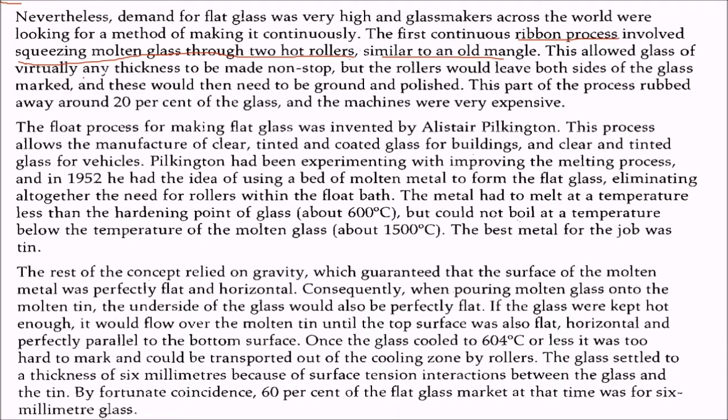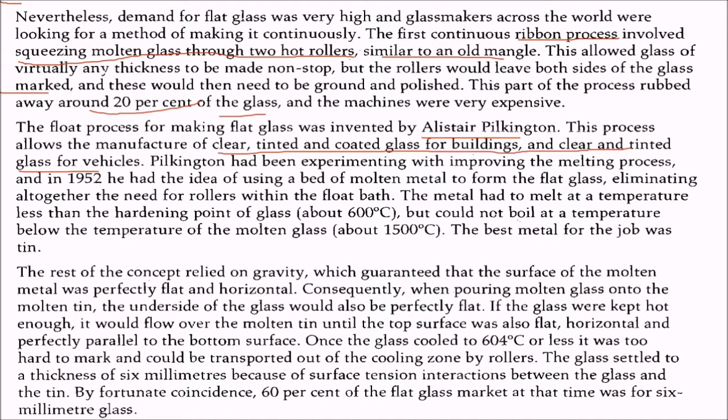This allowed glass of virtually any thickness to be made non-stop, but the rollers would leave both sides of the glass marked, and this would then need to be ground and polished. This part of the process rubbed away about 20% of the glass, and the machines were very expensive. The float process for making flat glass was invented by Alastair Pilkington. This process allows the manufacture of clear, tinted, and coated glass for buildings and clear and tinted glass for vehicles.